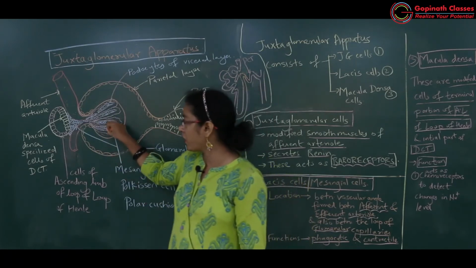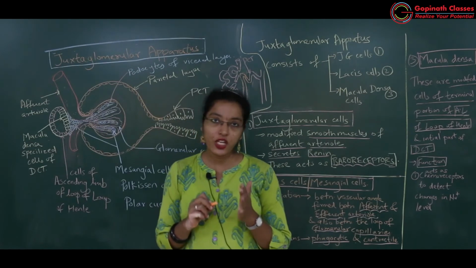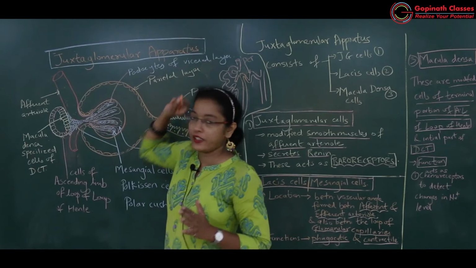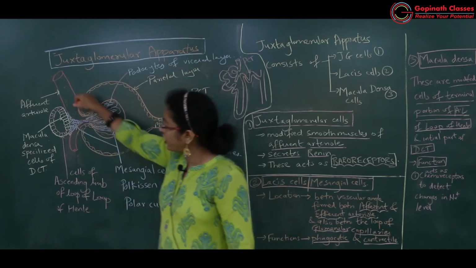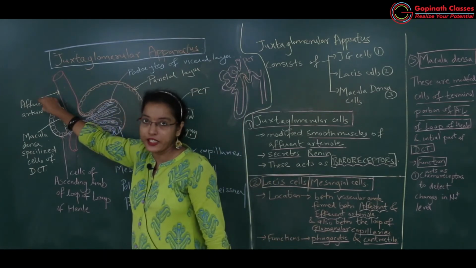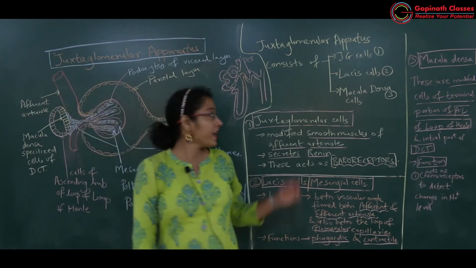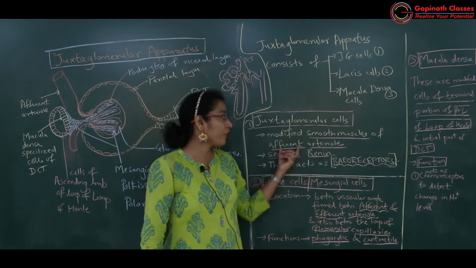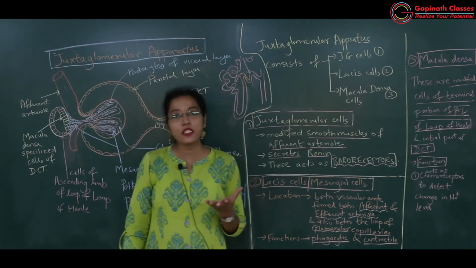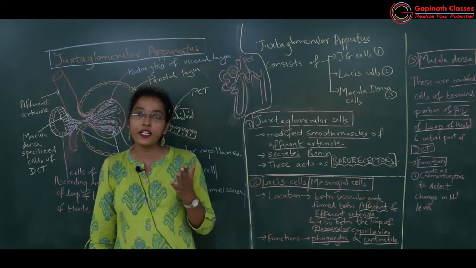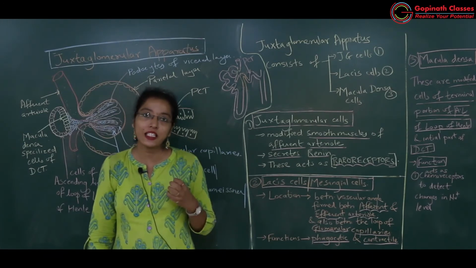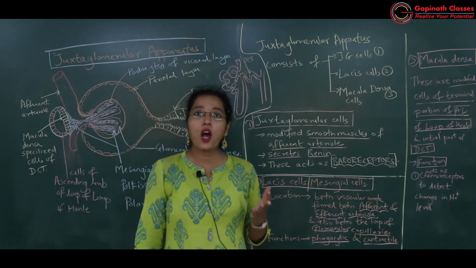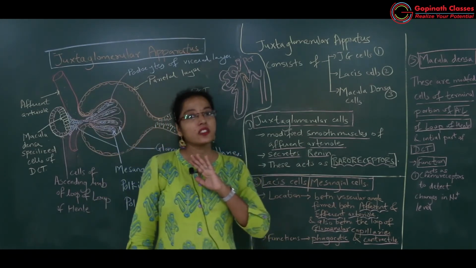Got it? So what is the JG apparatus? The JG apparatus is the juxtaglomerular apparatus, which consists of JG cells of the afferent arteriole. What are JG cells? JG cells are modified smooth muscle cells of the afferent arteriole. Since they are smooth muscles, they will definitely be involved in increasing and decreasing the diameter of the afferent arteriole, depending upon the systemic circulation.